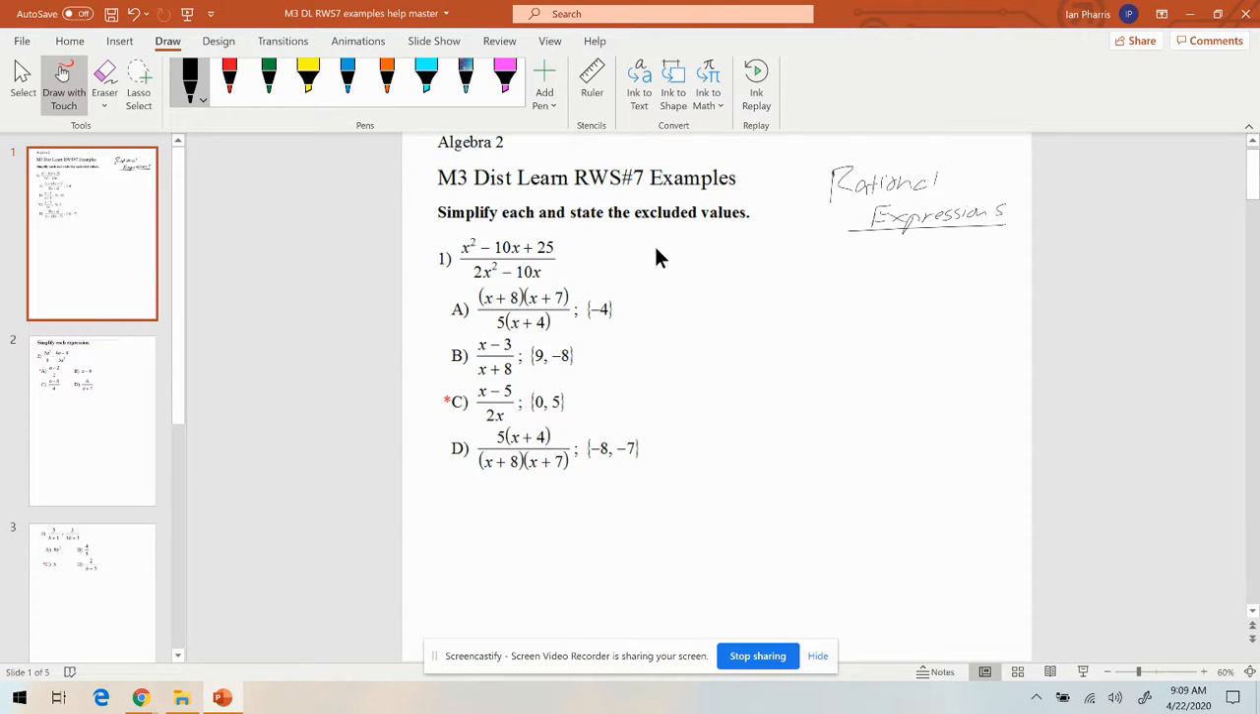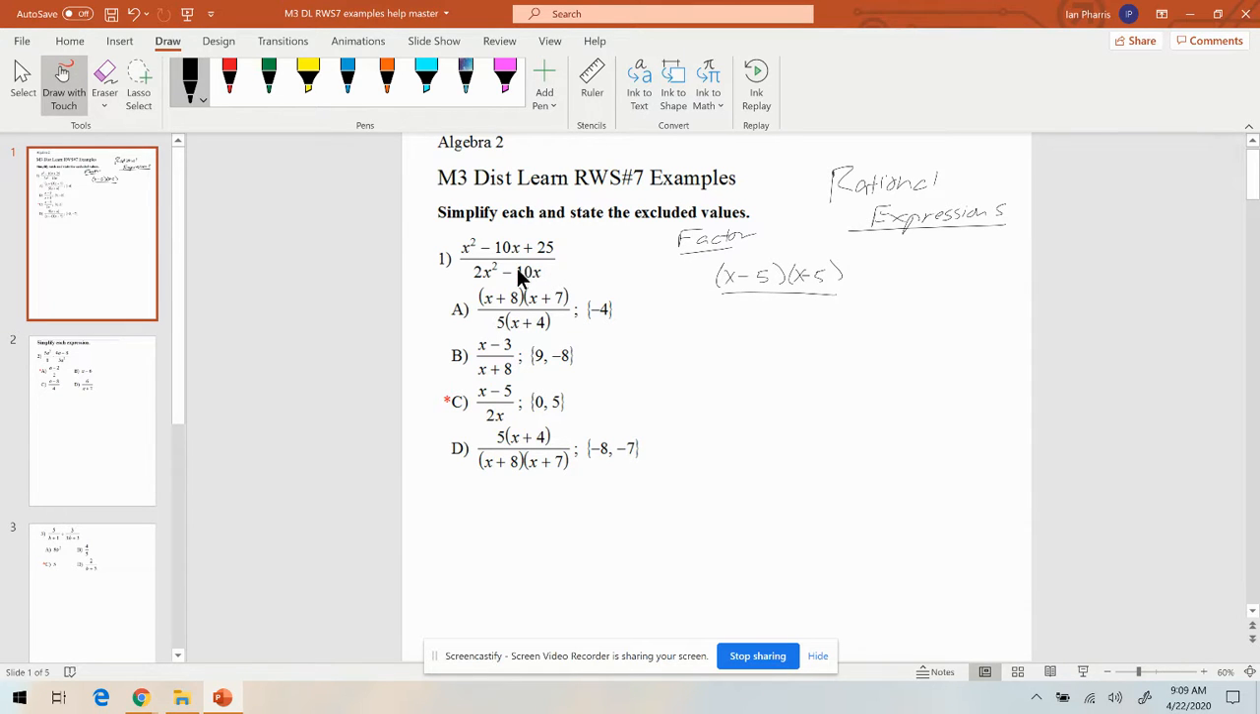But remember, when you're simplifying, the first thing you have to do is factor, factor, factor. What's factoring right here? What adds up to -10 but multiplies to 25? Well, it's going to be x minus 5 twice. So I can just write it like that.